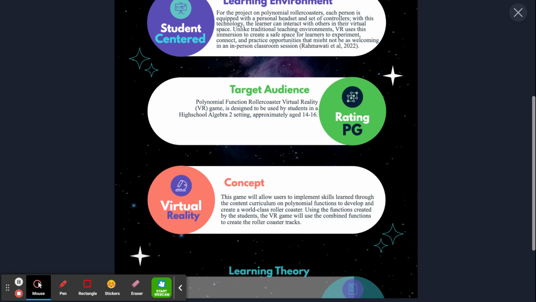Then we go to our concept. So the concept for this game is built on virtual reality. Virtual reality offers a user the 360-degree sixth sense transformation that allows for total immersion and connectedness that helps users use pre-existing schema to generate and retain memories. The purpose of the polynomial roller coaster VR system is to immerse learners into a total mind and body experience that requires students to use their mathematical reasoning to build and operate a roller coaster.